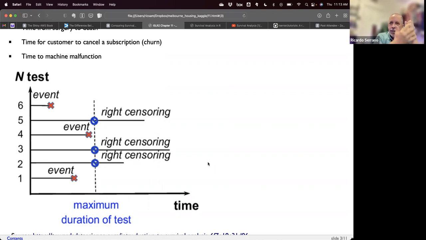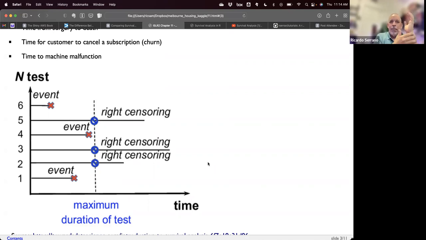And all of them are subscribed. So you don't have an uncertainty on the status when they start, okay? The left censoring is when you don't know the status when they start. For example, they cancel before you start the study. So you don't know that, okay? You know that maybe when they came back, they re-entered the study, right? But you don't know what happened before.